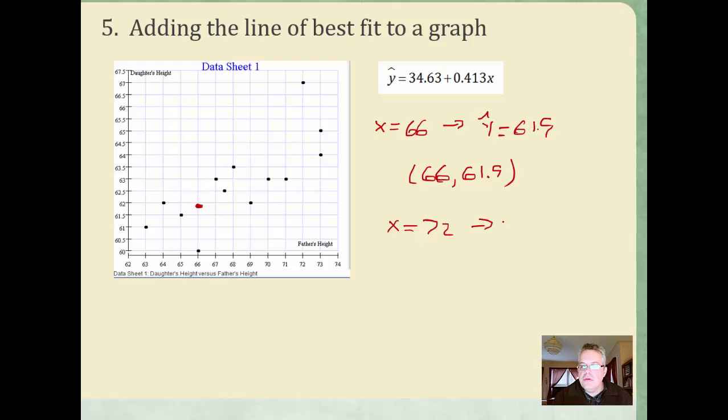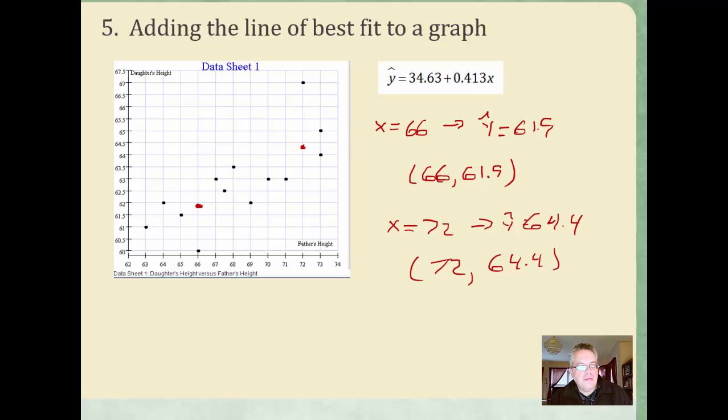So x equals 72. Put it in the equation. Y hat is, let me see what y hat is. Sorry about this. So let me see, 34.63 plus 0.413 times 72 is about 64.4. So that gives me the point (72, 64.4), which is about right here. And I can draw the line through there.